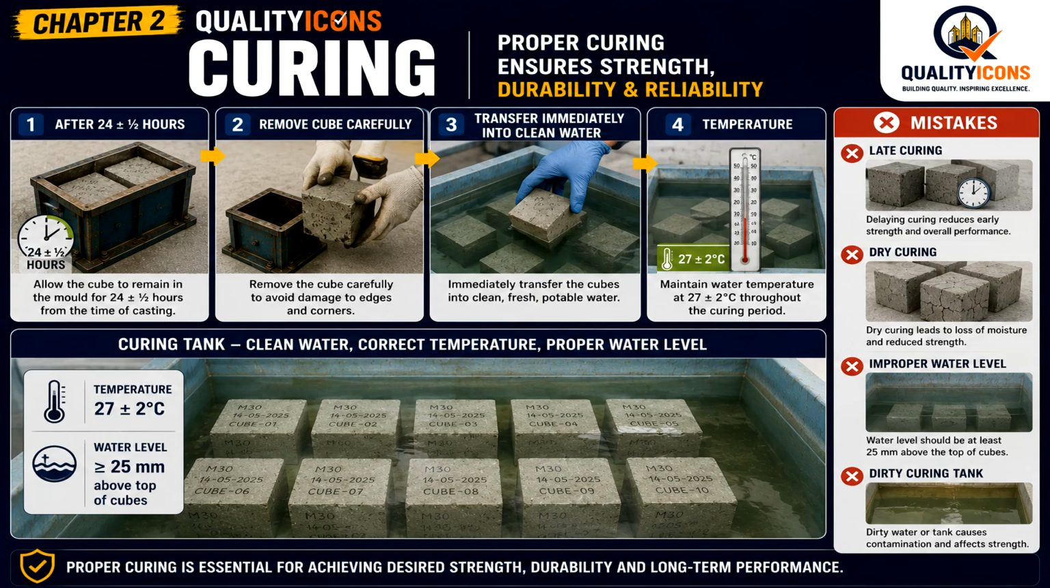Maintained at 27 plus or minus 2 degrees Celsius. The water temperature is maintained at 27 plus or minus 2 degrees Celsius only. Avoid late curing, dry curing, improper water level, or dirty curing tanks. Proper curing is essential for achieving the required concrete strength.